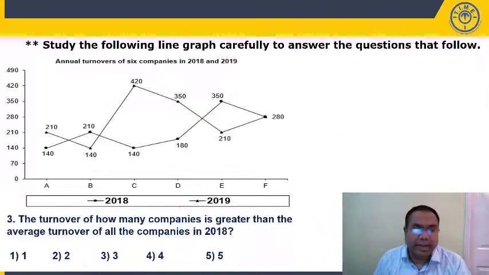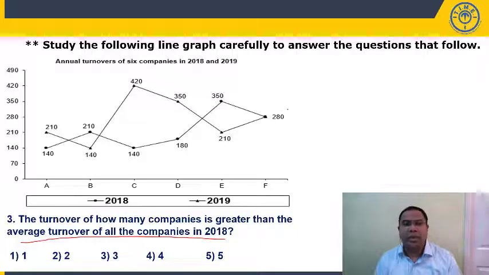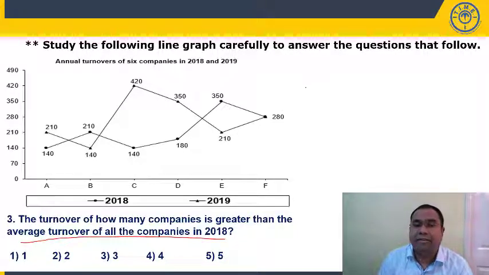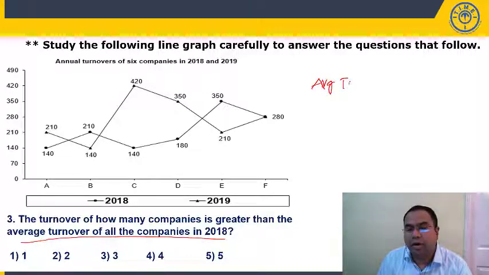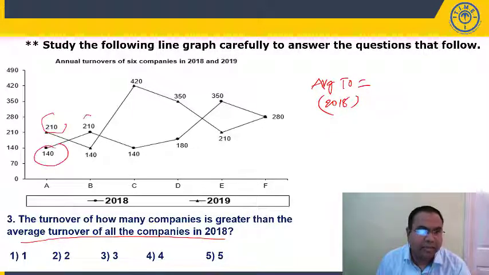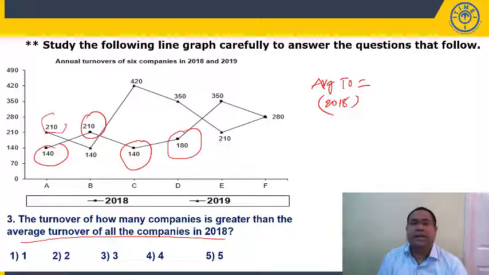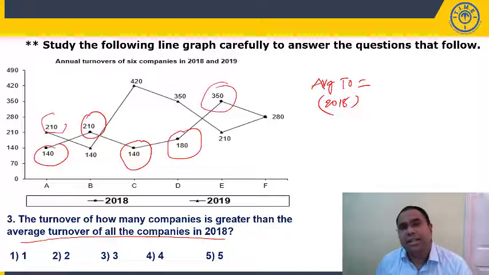Right? Question number 3. The turnover of how many companies is greater than the average turnover of all the companies in the year 2018? Let us find the average turnover of all companies in 2018. How will you find the average turnover in 2018? We need to add all the values, right? 2018, this one, 140 plus 210. 140 plus 210 is 350, plus 140. How much? 490, plus 180. 490 plus 180, 670, plus 350.